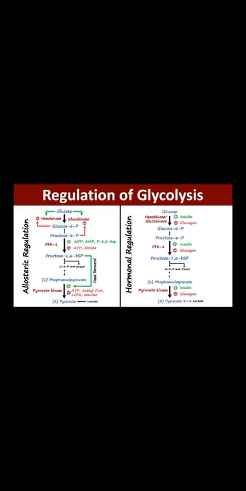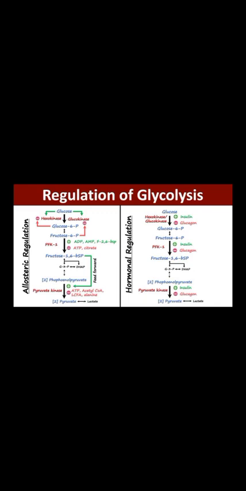Now let's look at the hormonal regulation. Under hormonal regulation, you realize that the conversion of glucose to form glucose 6-phosphate is being activated by what? Insulin, and it is being deactivated or inhibited by glucagon. Then again, on the third reaction, the conversion of fructose 6-phosphate to fructose 1,6-bisphosphate by the enzyme called phosphofructokinase, the activator is insulin. Then the inhibitor is glucagon again.